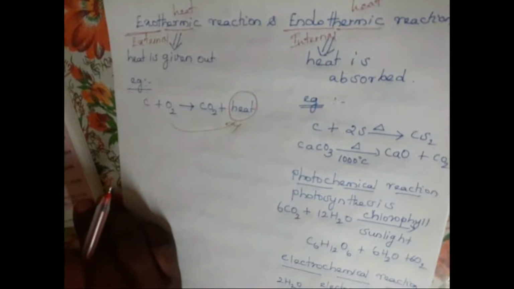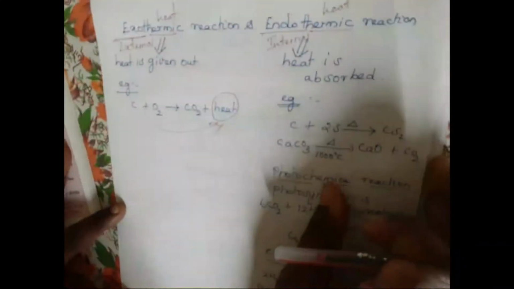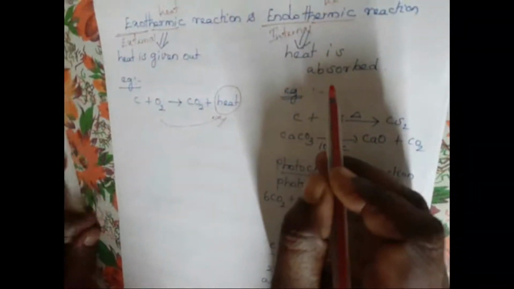Now let us see endothermic reaction. As I said, when heat is absorbed in the reaction, then it is called an endothermic reaction. Right? Let us see the example for this. Carbon, when it reacts with sulfur, it gives carbon disulfide. Look at here, I have drawn a triangle upon this arrow mark. What does it mean? I am supplying the heat energy for the reaction to occur.